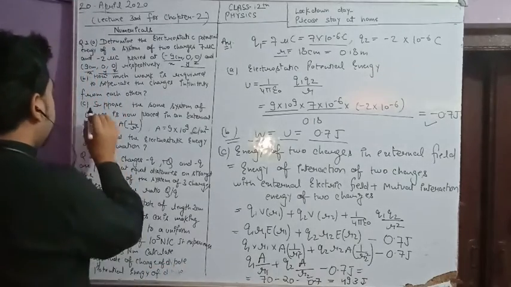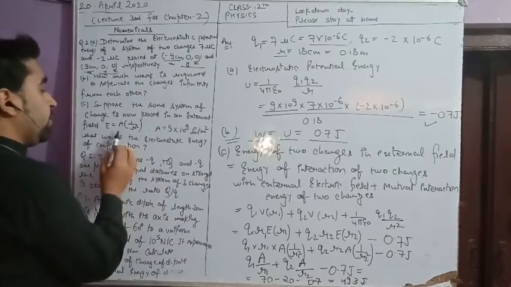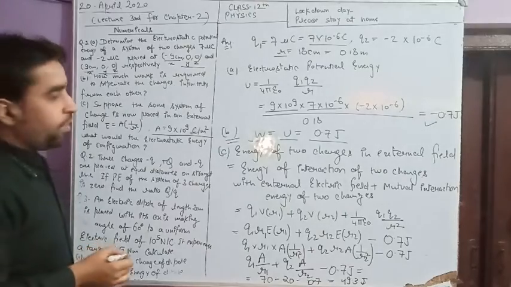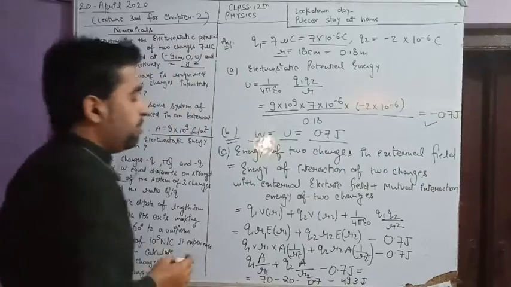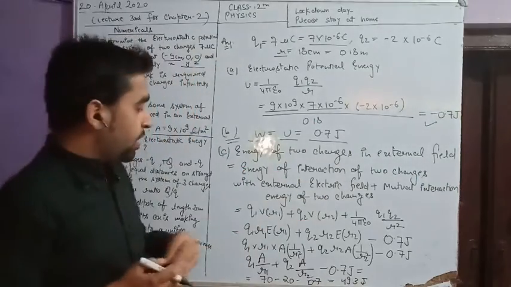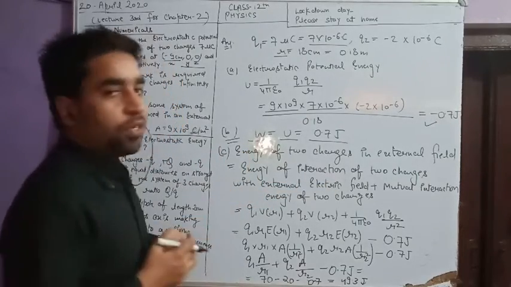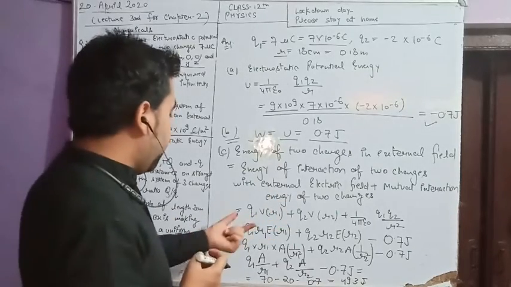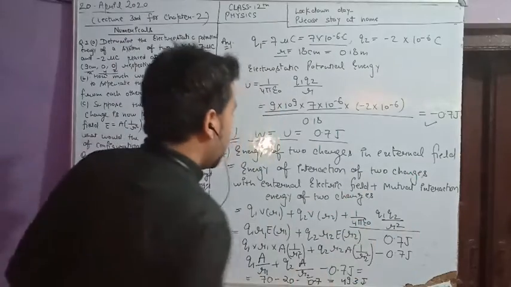Now C part: suppose the same system of charges is now placed in an external field E equal to A1 upon R square. A is given to us, and then we have to solve it further. So the energy of two charges in an external field, we already know. We have to calculate the energy of interaction of two charges plus the mutual internal energy of the two charges. We have done one derivation on a similar basis. So Q1 V(R1) plus Q2 V(R2) plus this mutual interaction energy.